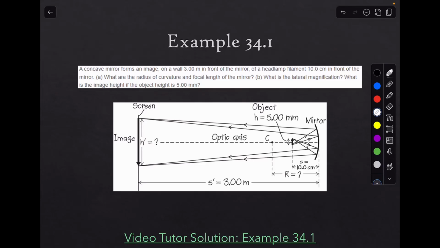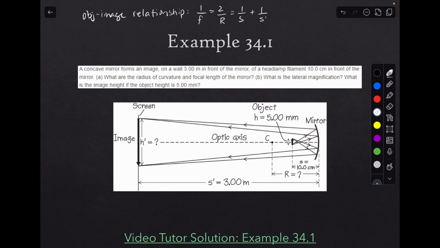So let's do example 34.1, where we're going to use the handful of equations that we were given earlier in the lecture. Namely, we're going to use the object-image relationship. These are going to be the main ones you'll use for almost every question in this chapter. The object-image relationship can be written in terms of either the focal length or the radius of curvature of the mirror. That object-image relationship is 1 over the object distance from the mirror plus 1 over the image distance from the mirror, okay? And so let's read the problem.